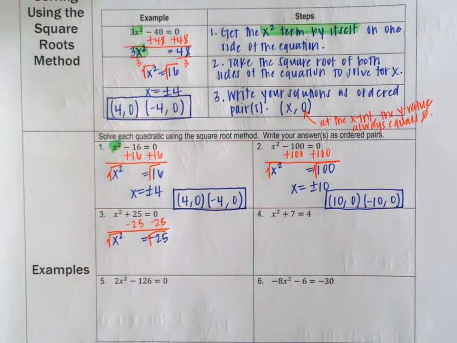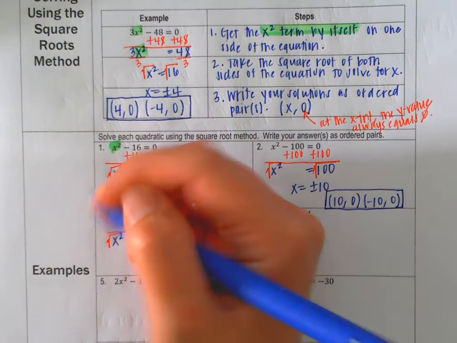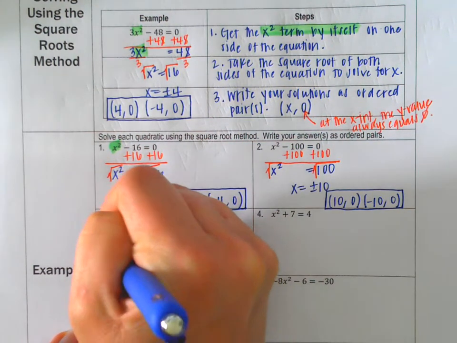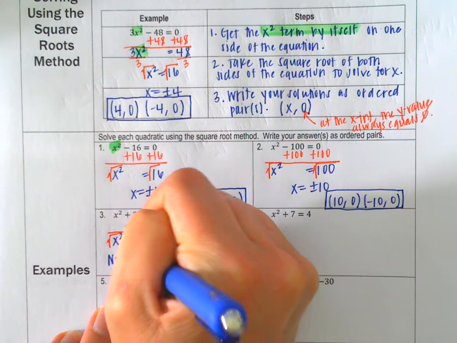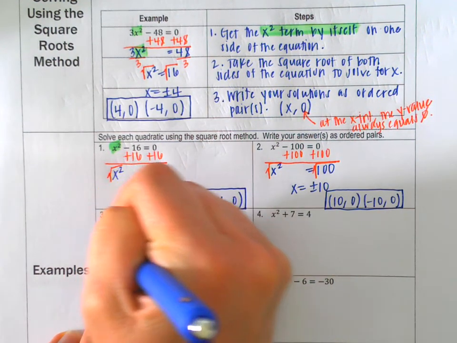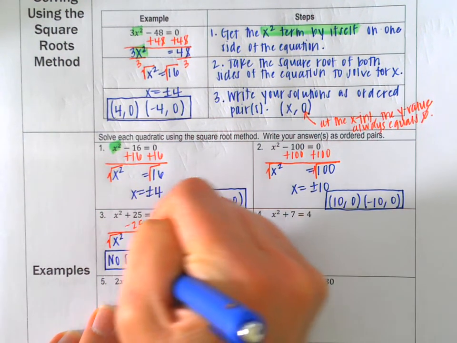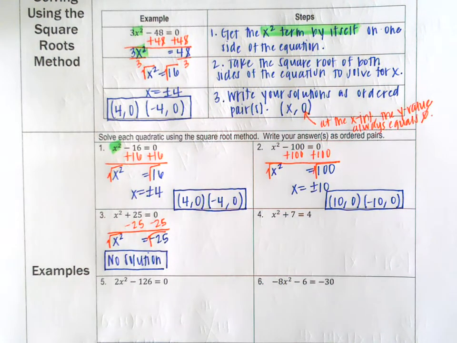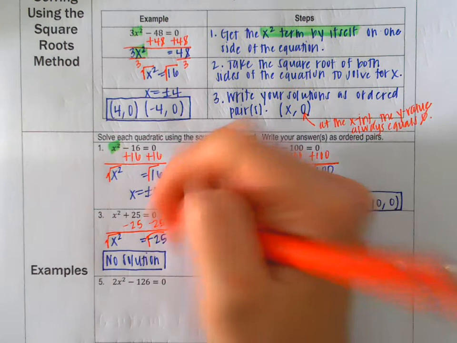Negative 5 and negative 5 gets me a positive 25. Positive 5 and positive 5 get me a positive 25. And negative 5 and positive 5 aren't the same exact numbers. So what's my answer here? Well, my answer here is no solution. And again, that's because you cannot take the square root of a negative number.